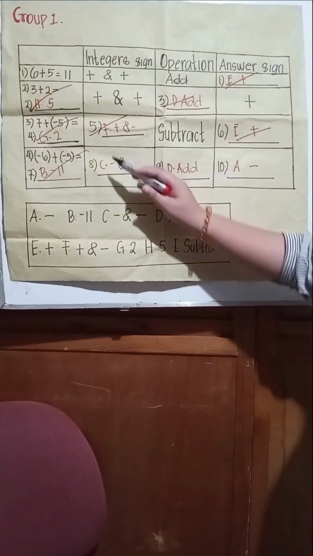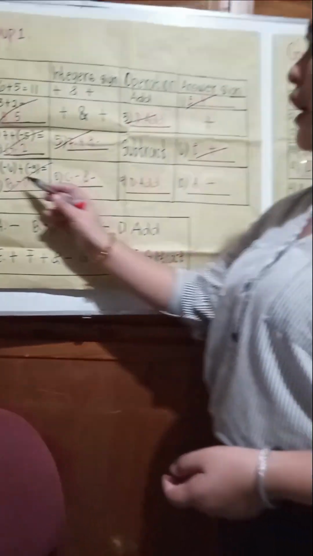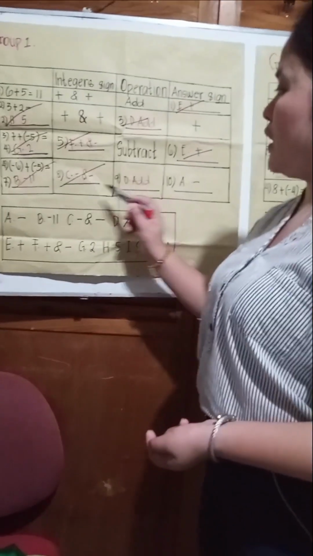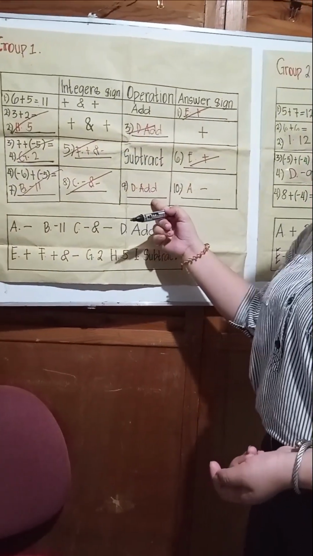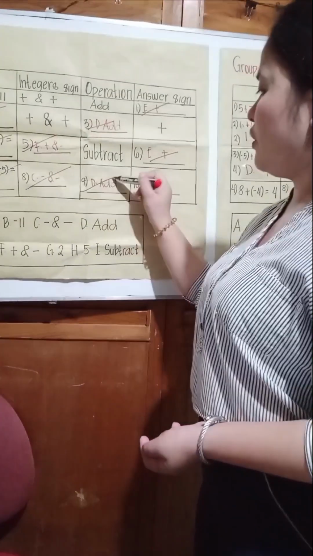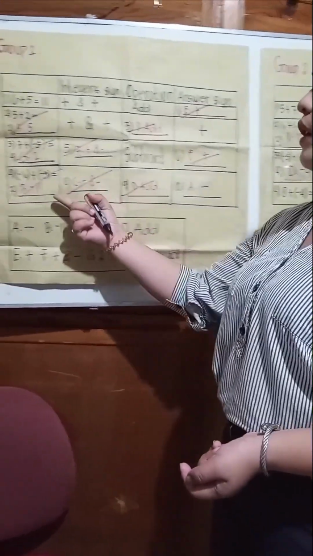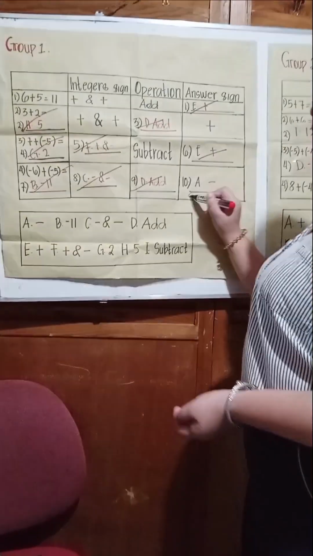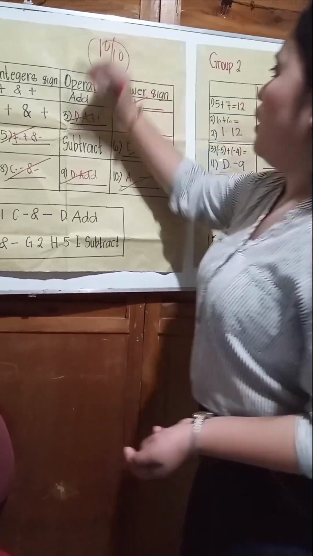Okay, check. Tama. Then, number 8 is the integer sign, which is negative and negative, letter C. Check. And number 9 is operation, since they are the same sign, proceed to addition, letter D. Tama. Then, number 10 is the answer sign of the sum is negative. So, letter A. Tama. So, for the group 1, got a perfect score.